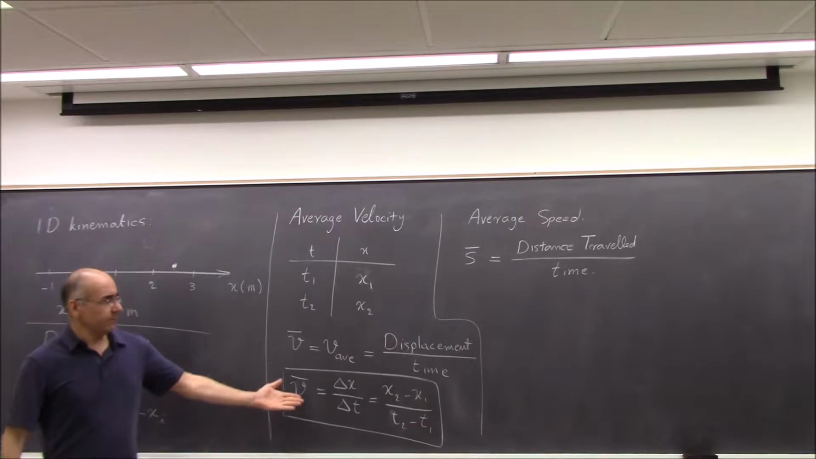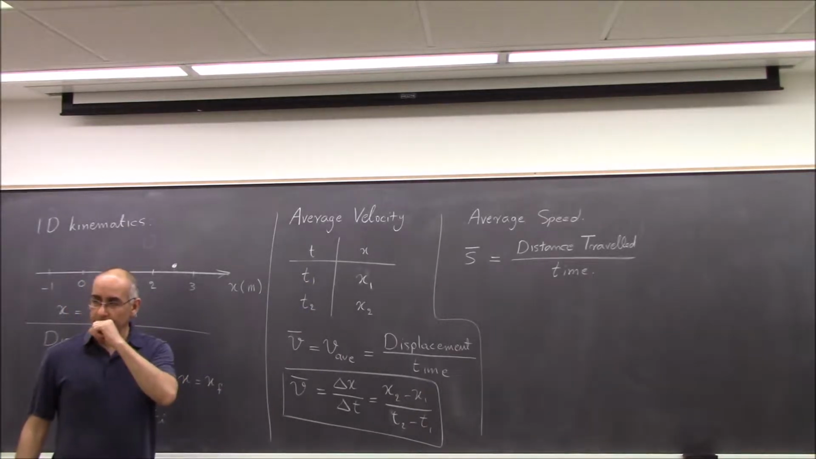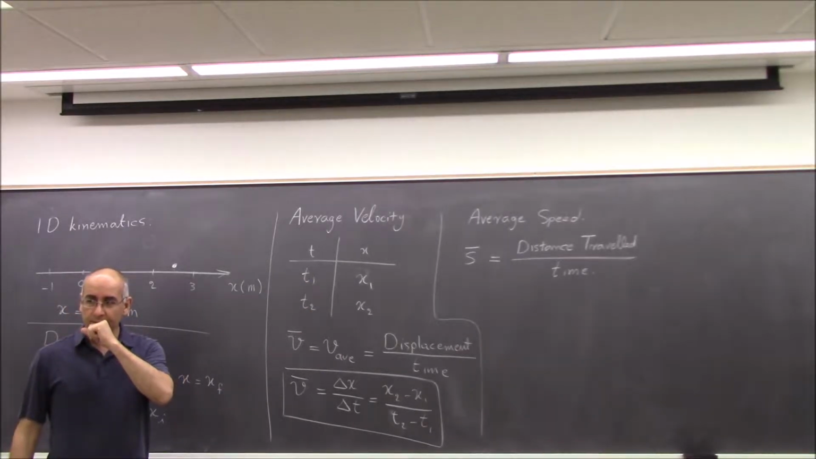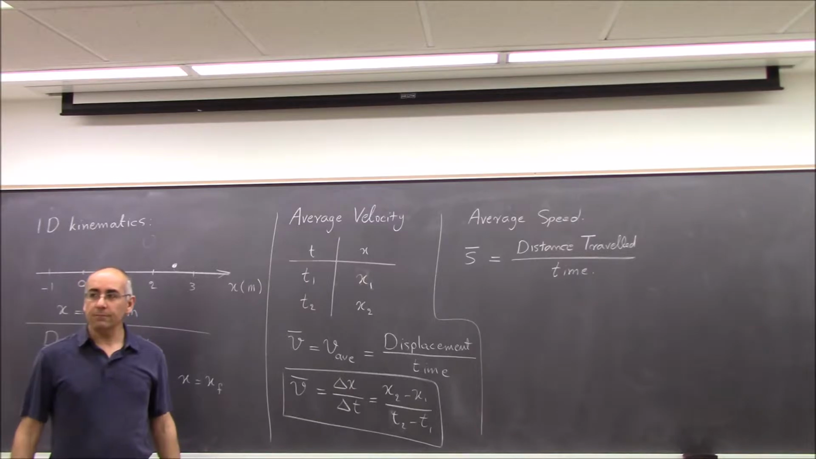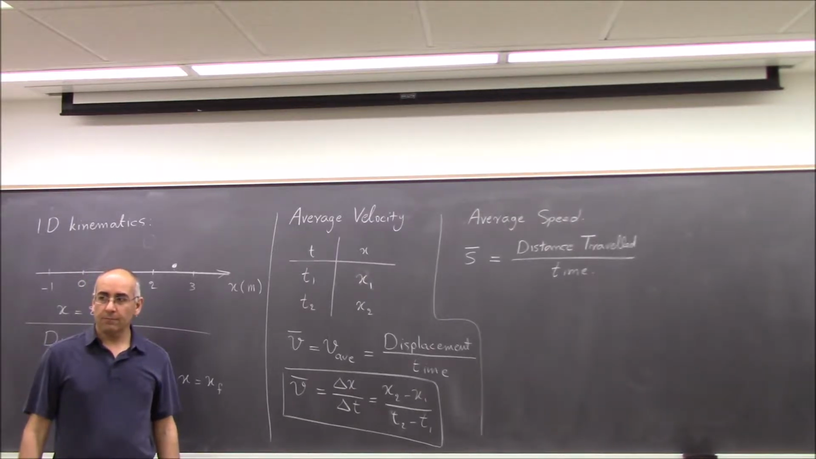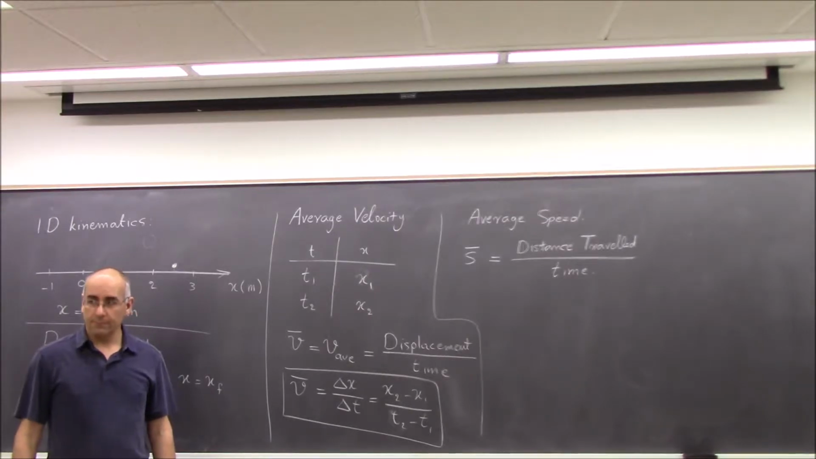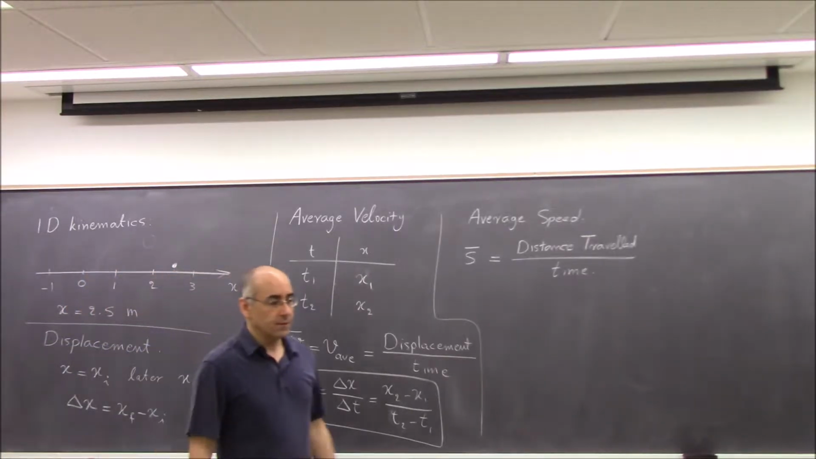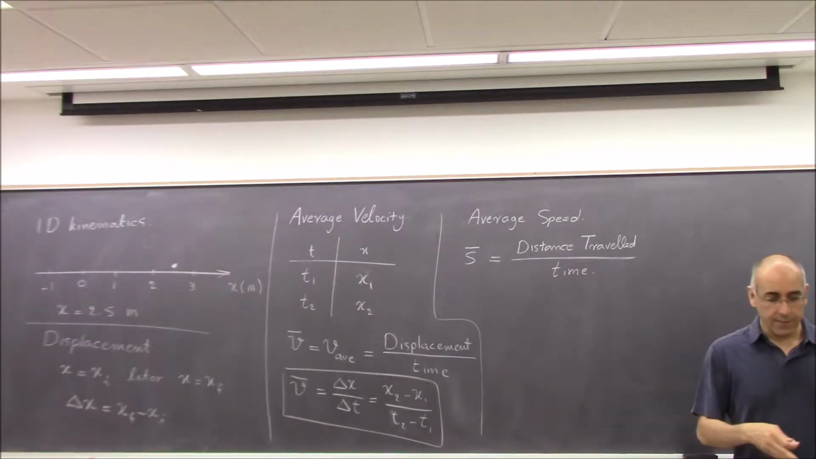So what is the difference between this and that? Yes? Displacement is like how far away you are from the original position, whereas the distance traveled is like you can be moving in any path. You can cross your initial path, but it would just keep going. Yes, that's right. Exactly. Let me give you a simple example.